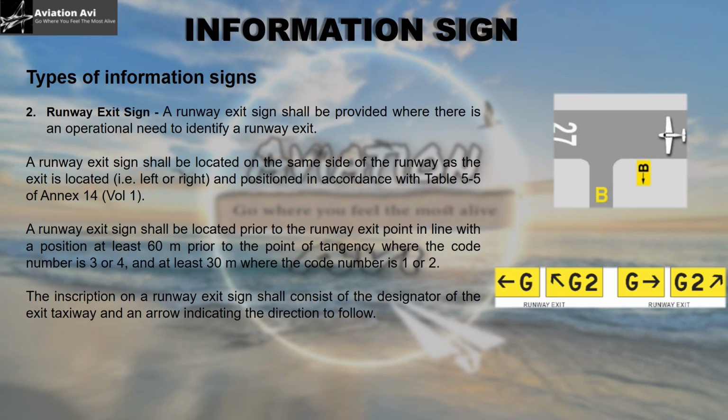The inscription on the runway exit sign shall consist of the designator of the exit taxiway and the arrow indicating the direction to follow. It means you will be vacating on taxiway Bravo if you proceed in this direction.